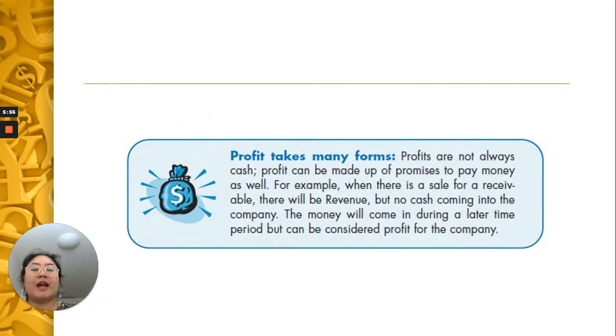Okay. Profit takes many forms. Profits are not always cash, as profit can be made up of promises to pay money as well. For example, when there is a sale on receivable, there will be revenue for the company, but no cash coming into the company. The money will come during a later time period, but can be considered profit for the company. So this is about profit.